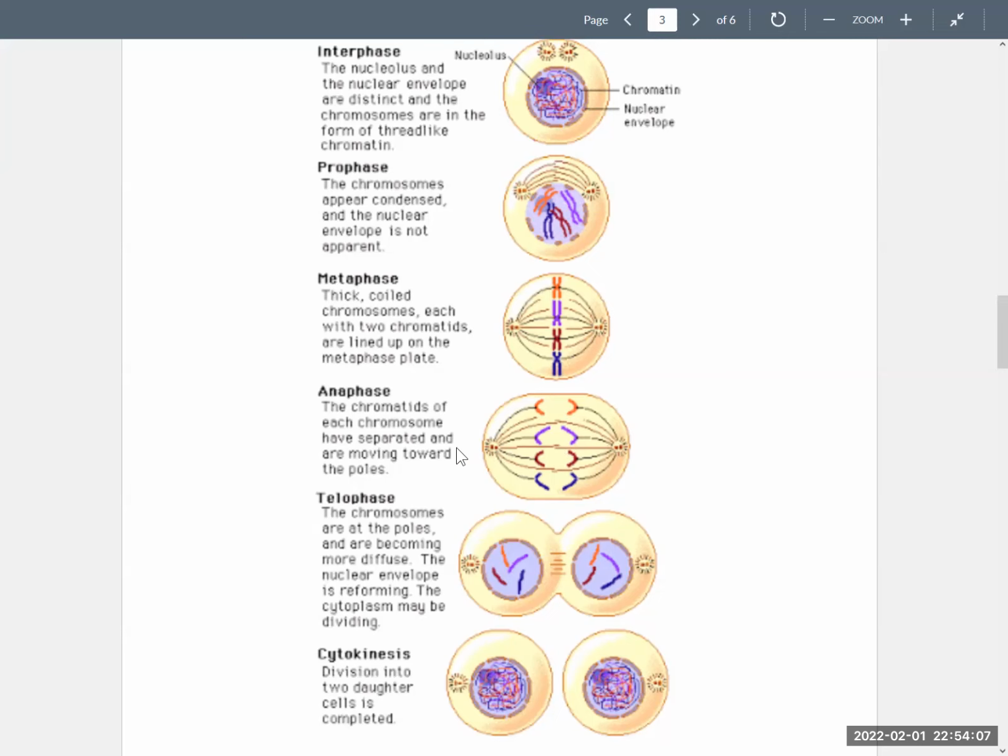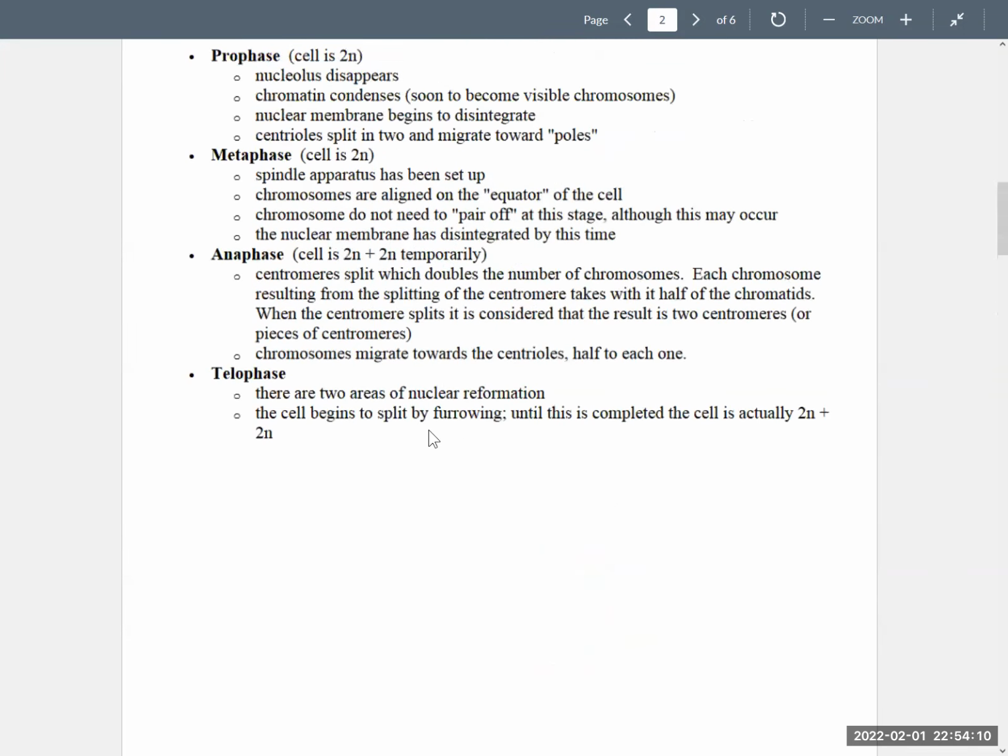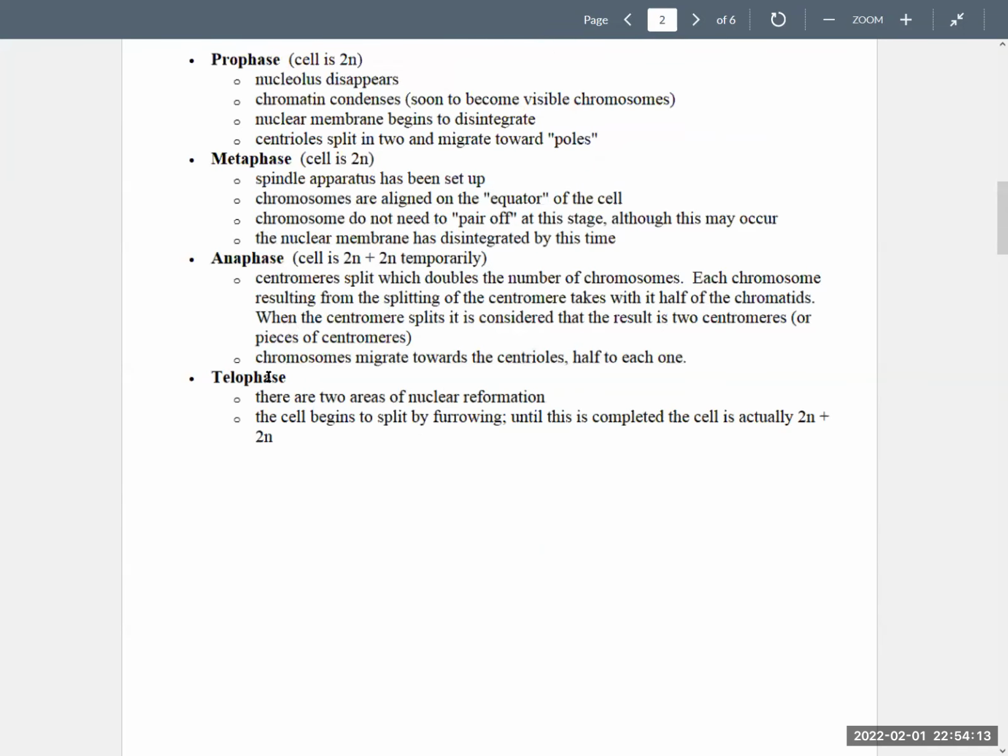That's going to show in this next diagram, but we need to back up and say that the next phase is anaphase. This phase is a little more, not complicated, a little different. The cell is said to be temporarily 2n plus 2n. That's because all 46 chromosomes split into two sets of 46 chromosomes. And one goes, let's say, to the right, one goes to the left. We'll have 92 chromosomes temporarily in two groups, 2n plus 2n.